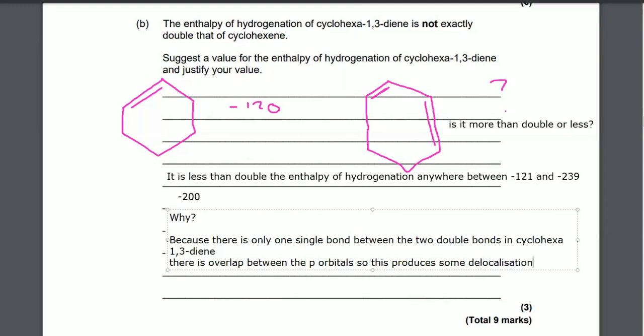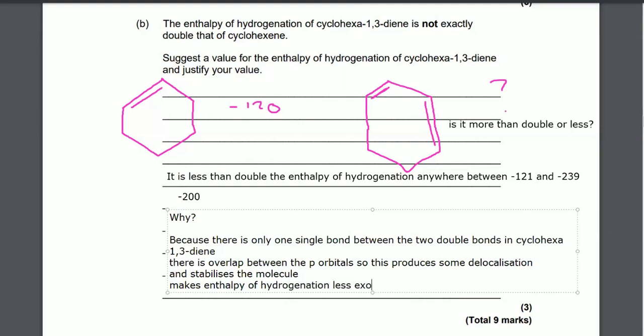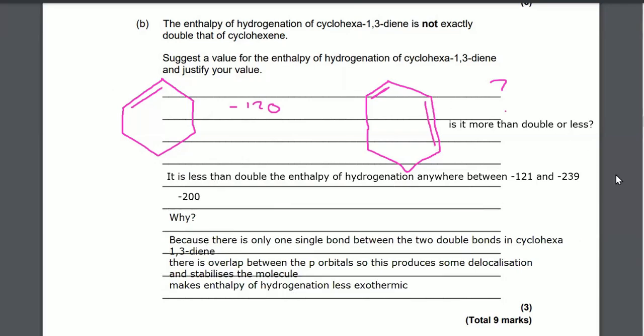Because there's barely any delocalization and the extra stability that provides. But whenever the double bonds in a diene or a triene are closer together, only one single bond apart, then you get delocalization due to overlap between p orbitals, and this produces some extra stability within the molecule, lowering the enthalpy of hydrogenation.